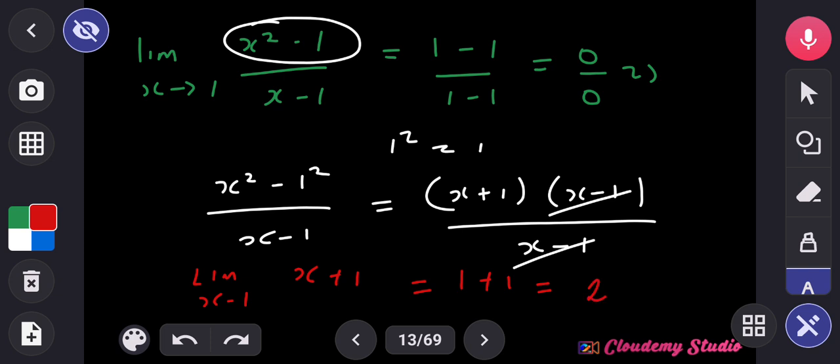So that's how it works. That is how it works. You understand? Unless we are given something like this, in that case, we cannot avoid limit of x tends to 1, x minus 1 divided by x minus 1. Look at this particular question now. You understand? In this question, we have been given something like this.